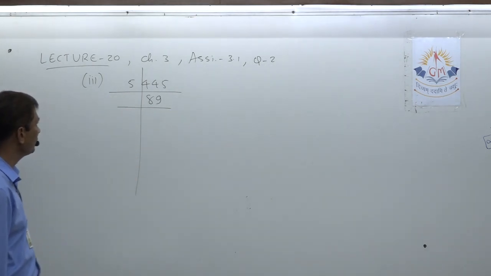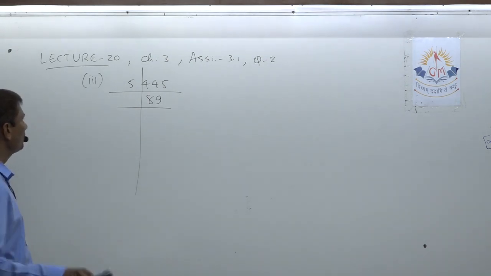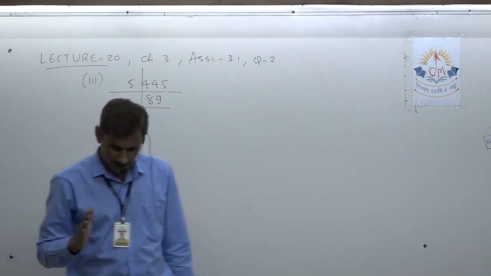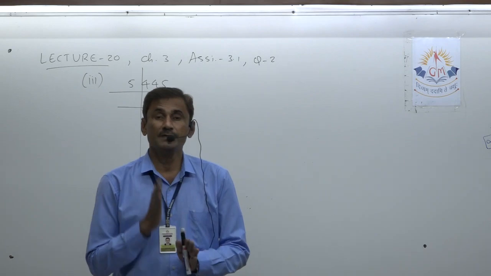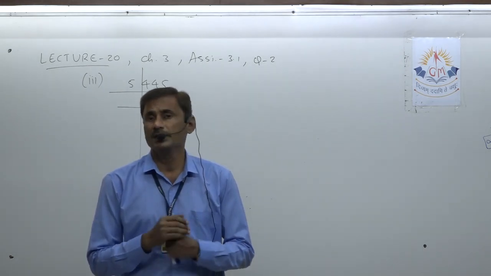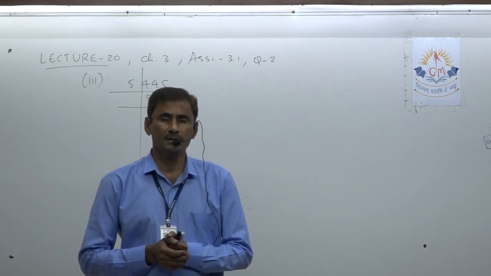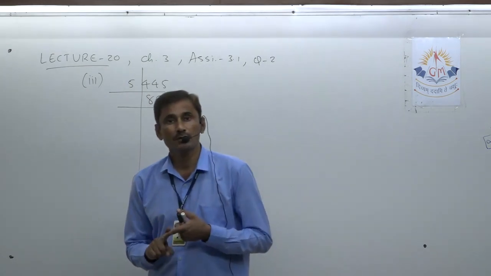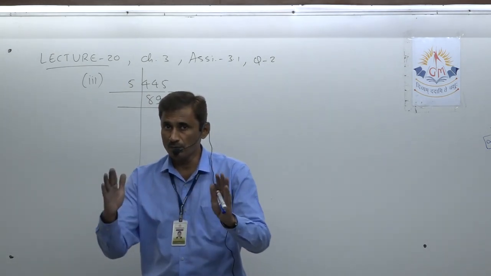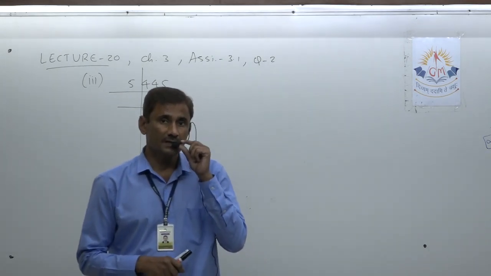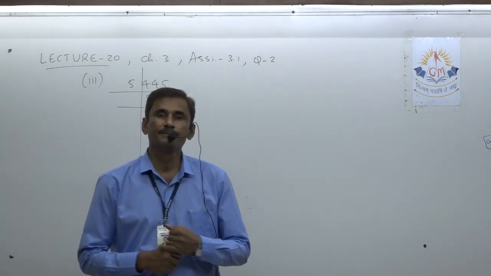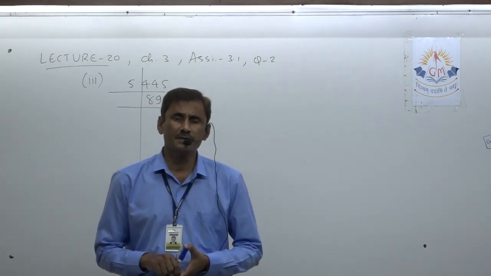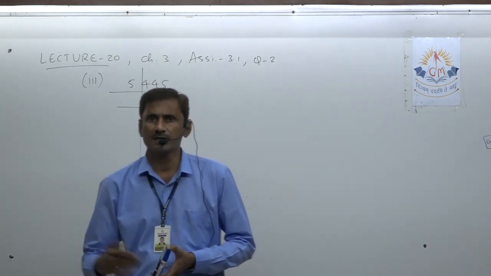So I have written here 445. Now 445 is divisible by 5. You know the divisibility rule of 5: if the last digit is 5 or 0, then the number is divisible by 5. You know the divisibility rule of 3 also: if the sum of all digits is divisible by 3, then the number is also divisible by 3. 7 has no simple divisibility rule, 11's divisibility rule is there. Okay, we will discuss it when it comes.